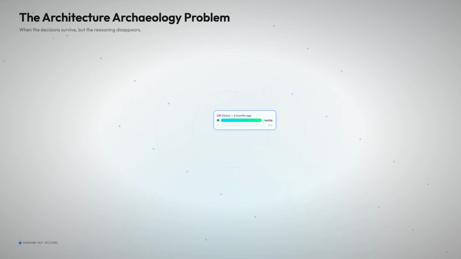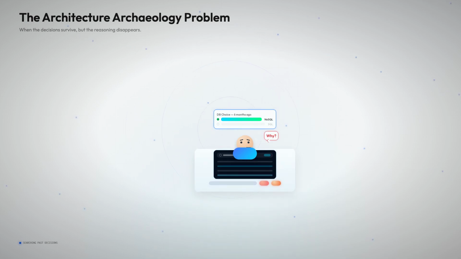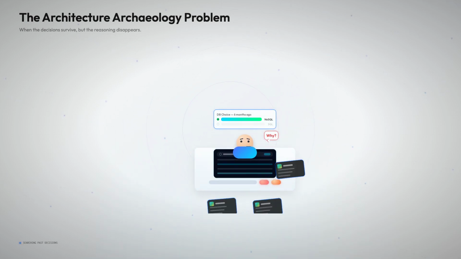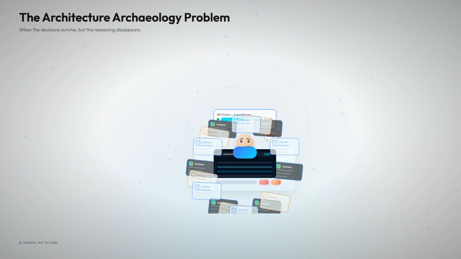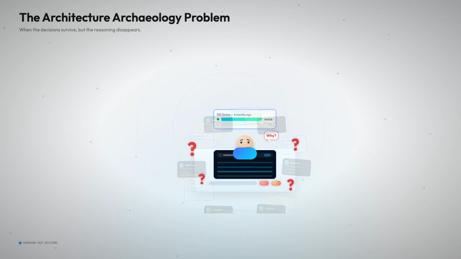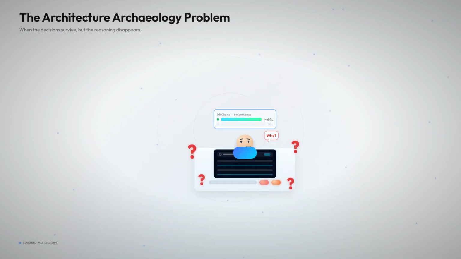6 months ago, your team chose DynamoDB over PostgreSQL. Today, a new engineer asks why. You dig through Slack messages, meeting notes, email threads. Nothing. The decision exists, but the reasoning is lost. Welcome to Architecture Archaeology, digging through digital artifacts to understand why your system looks the way it does.